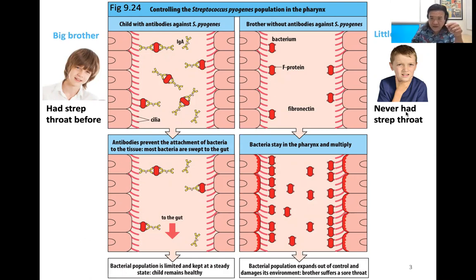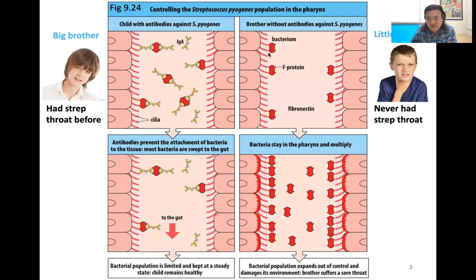However, little brother here, right, he's never had strep throat. So he's never experienced these antigens before. He has no antibodies or memory B cells that know how to make these antibodies. He has to start from square one, right? But unfortunately, that involves what? His innate immune system not being able to defend against these bacteria very well.